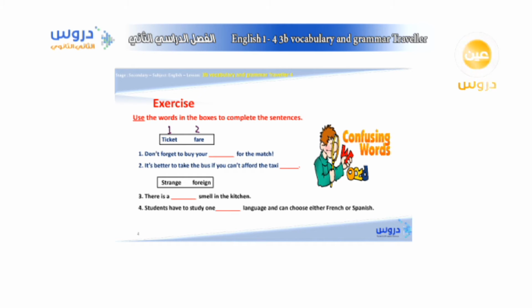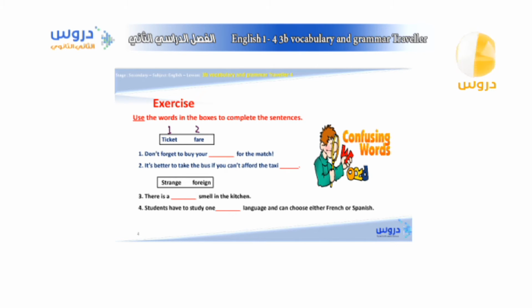Another couple of confusing words is in the second box, which is strange and foreign. Strange is something strange or a stranger. Foreign also has a similar meaning but in a different way. For number 3, there is a strange smell in the kitchen, or there's a foreign smell in the kitchen. Or for number 4, students have to study one foreign language and can choose either French or Spanish. So there is a strange smell in the kitchen. That is the best answer.